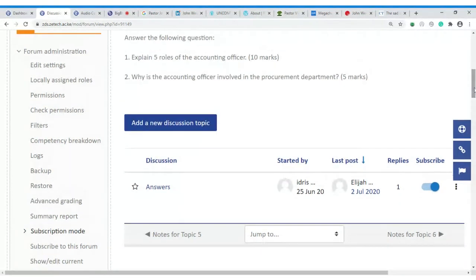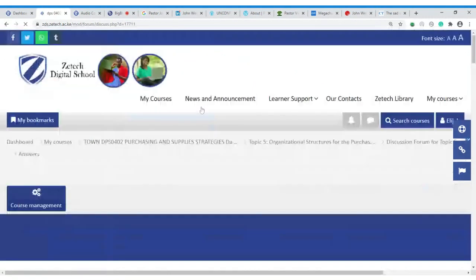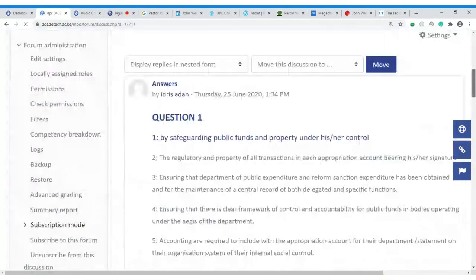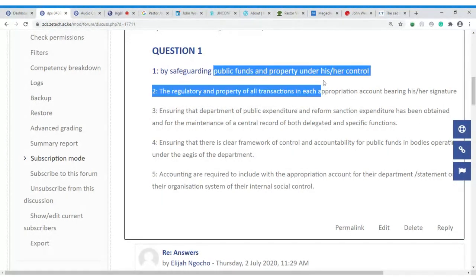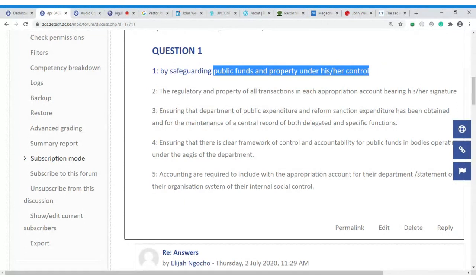So explaining the 5 roles, I taught 10 roles last week. I just needed you to write 5. Now let me see how your answers were. These are your answers. Your answers look like a person who is answering as an accountant, not an accounting officer. That by safeguarding public funds and property under his or her control, the person who does this is the accountant, the regulatory and property of all transactions.